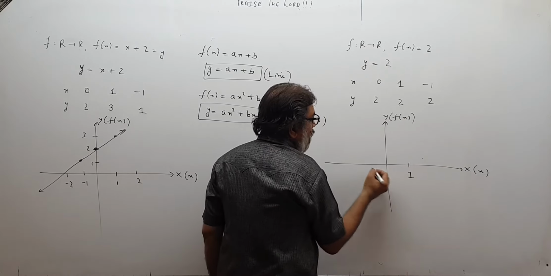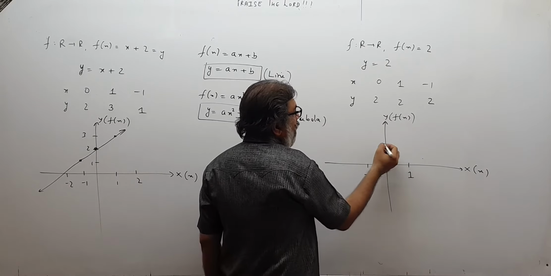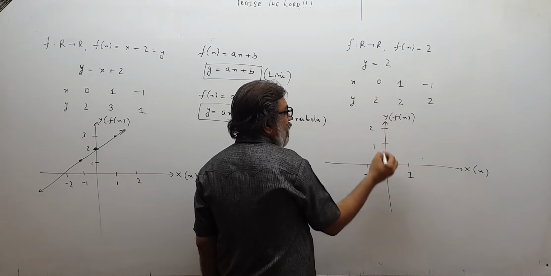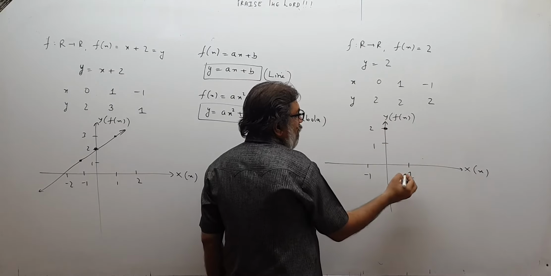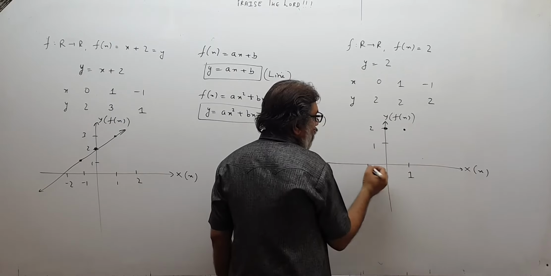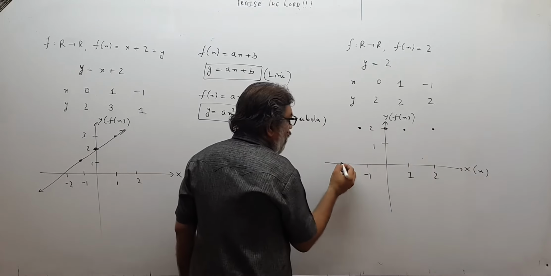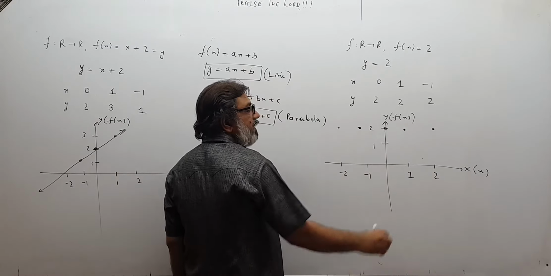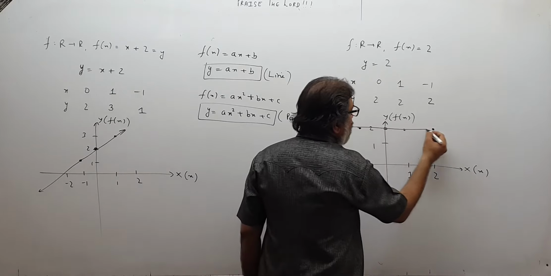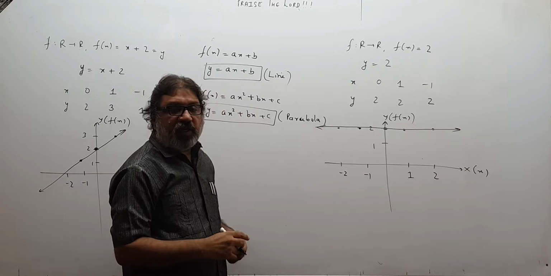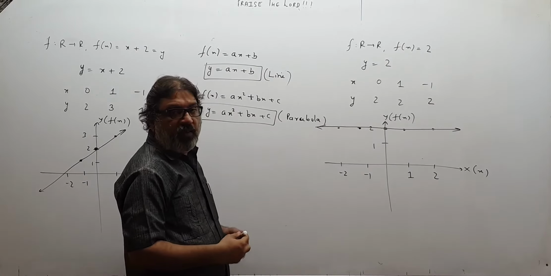So 1 and minus 1 and then 1 and then 2. So 0 and 2, 1 and 2, minus 1 and 2, then 2 also 2, minus 2 also 2, same thing. The graph will come like this.